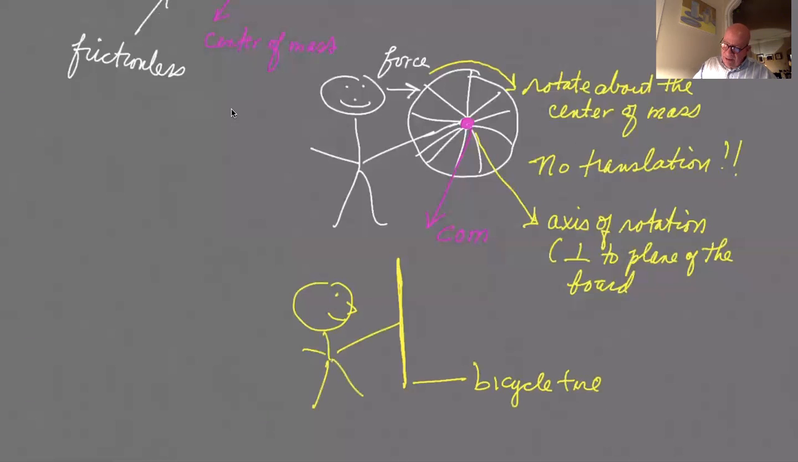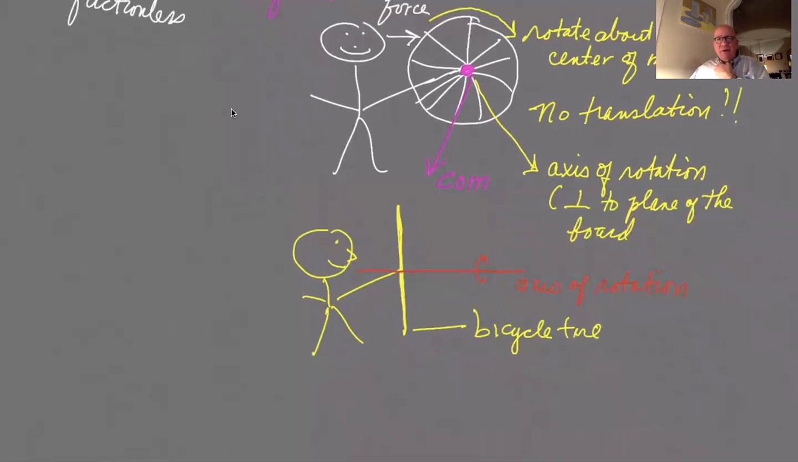Then the axis of rotation is here, right? So the bicycle tire is going to rotate about that axis. So here's the axis of rotation. Okay, so a couple of pieces of language here.